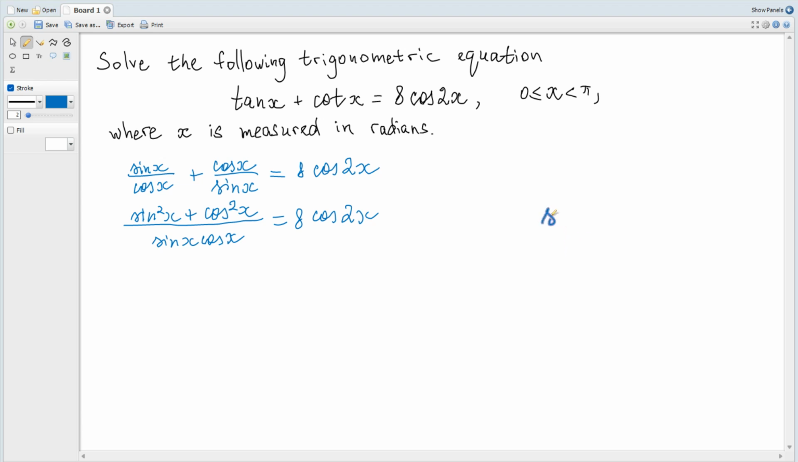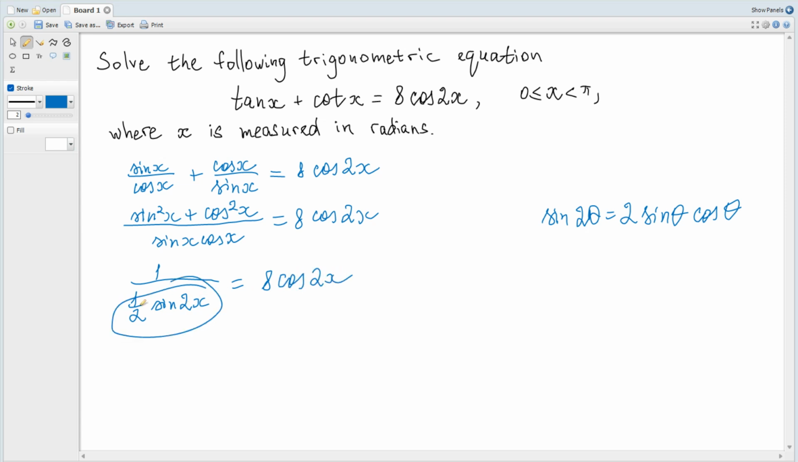And also we know a double angle formula that sine of 2 theta is equal to 2 times sine of theta times cosine of theta. If we multiply by a half and by 2, it's just 1. We get that the left-hand side becomes 1 over a half times sine of 2x is equal to 8 times cosine of 2x.